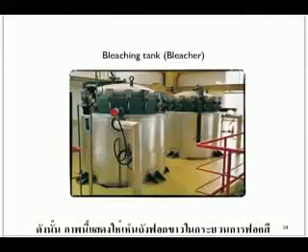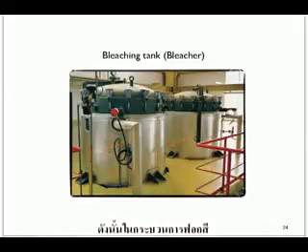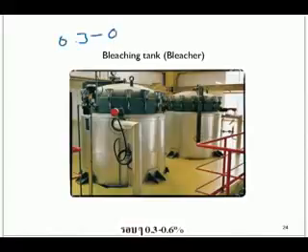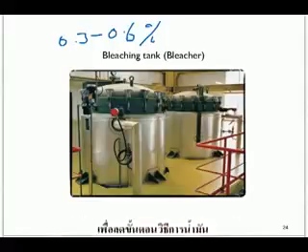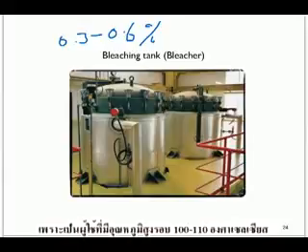So this picture shows the bleaching tank. This is how it looks like. In the bleaching process, the bleaching earth or the clay is added at around 0.3 to 0.6%, and usually the process is done under vacuum to reduce damage to the oil, because we use a high temperature of around 100 to 110 degrees Celsius.